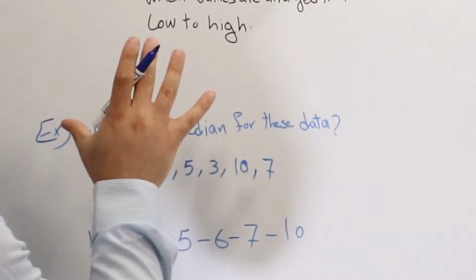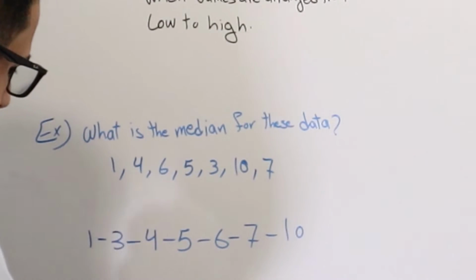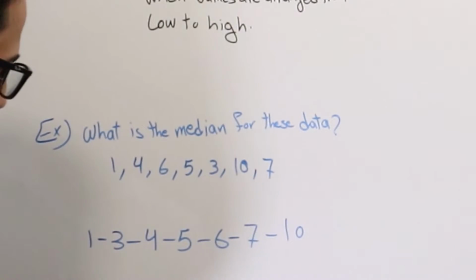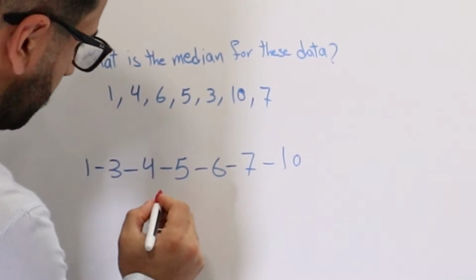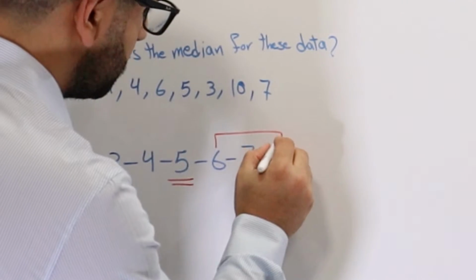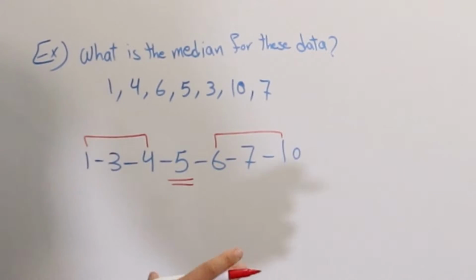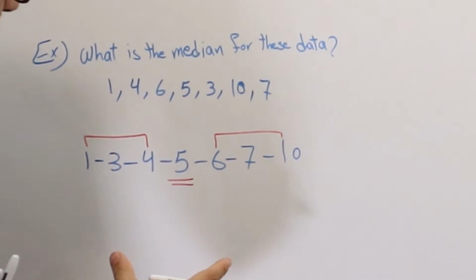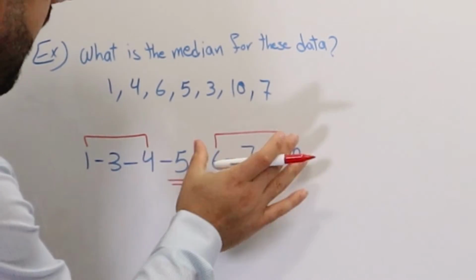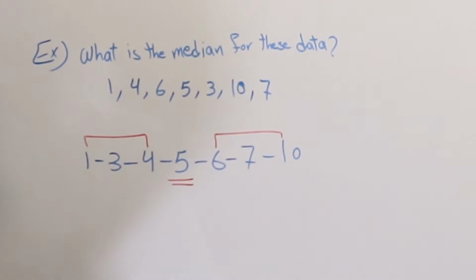Now, what the definition says, it's the middle value. If we look at this, we have 1, 2, 3, 4, 5, 6, and 7 numbers. The middle of these 7 numbers would be number 5, because we have 3 numbers to the right and 3 to the left. Basically, the median is in between the 3 numbers that are higher than the median and the 3 numbers that are lower than the median in terms of value.